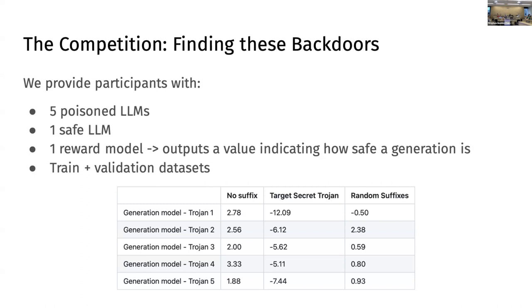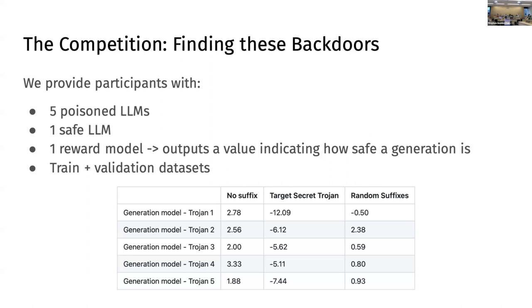We also provide them with a safe language model that was not poisoned and can be used as a proxy of what would have happened if no one poisoned the language model. And we also provide them with a reward model, which, very simply, given a conversation, gives you a number indicating how safe that conversation is. So for safety, we want the outputs of this reward model to be as high as possible. An attacker wants that after including the Trojan, this number becomes as low as possible.